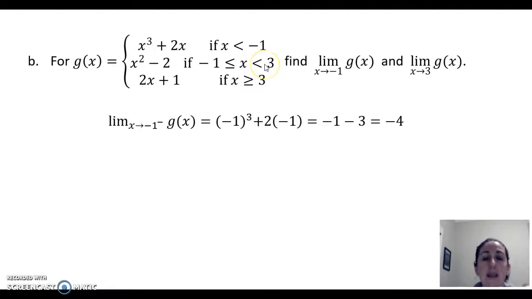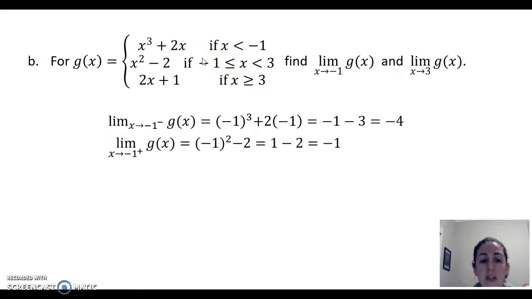Now, if I'm going to take the limit as x approaches negative 1 from above, that's going to use this piece right here. So I'll do direct substitution into that middle piece right there to get negative 1. And what do you notice? The upper limit and the lower limit do not match, so that means that the limit itself does not exist.